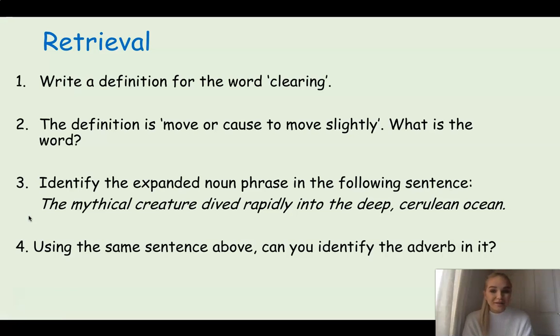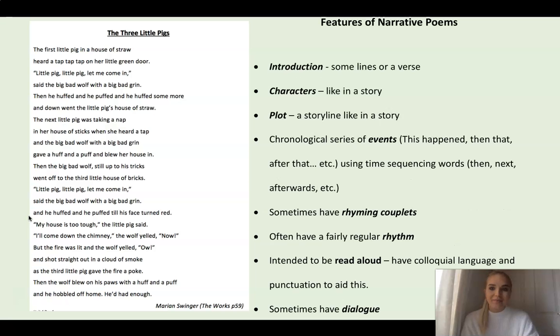We are going to be doing these retrieval activities more often in English now to make sure that we are keeping our vocabulary as good as it can be.